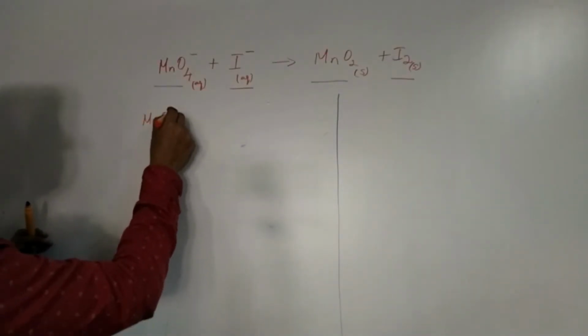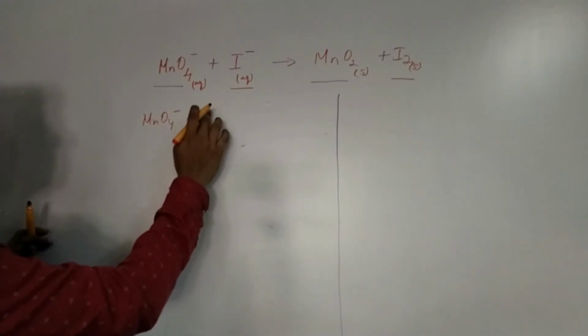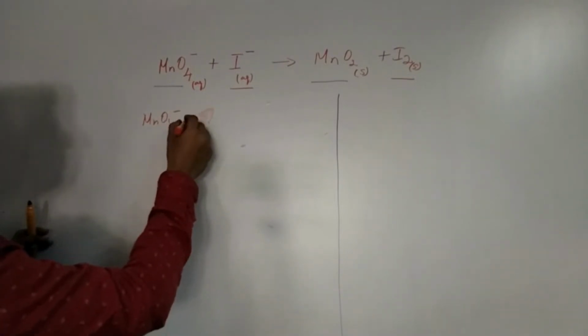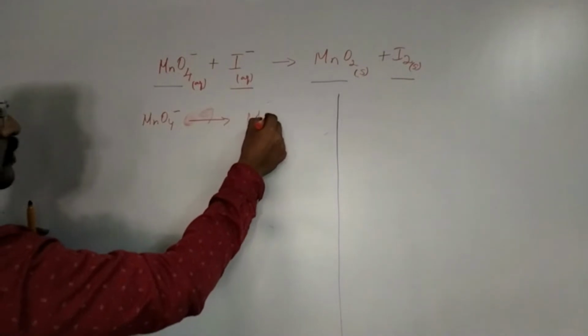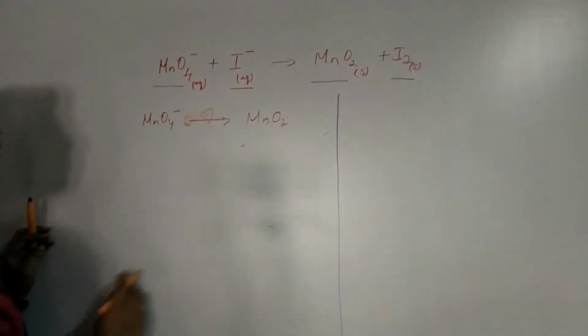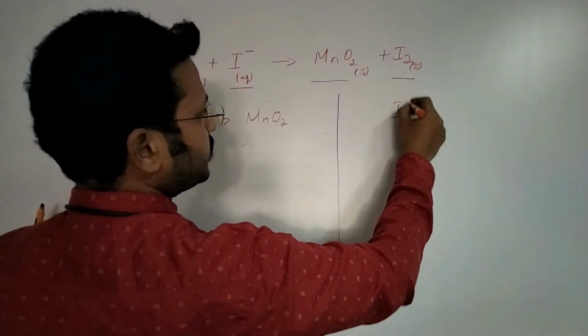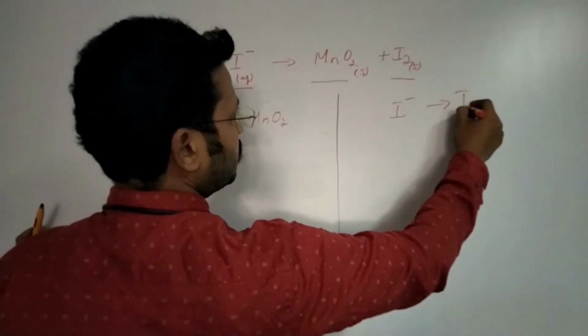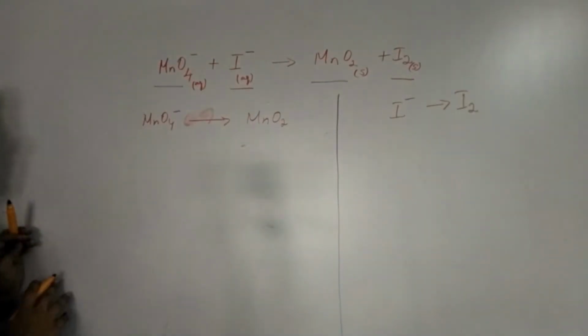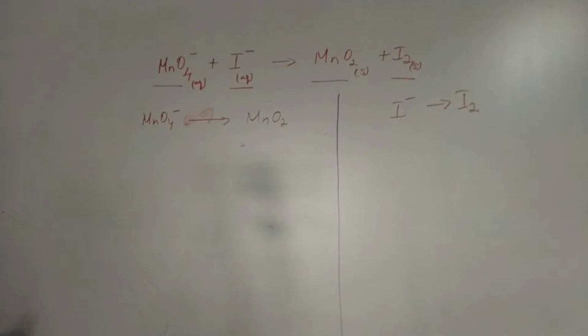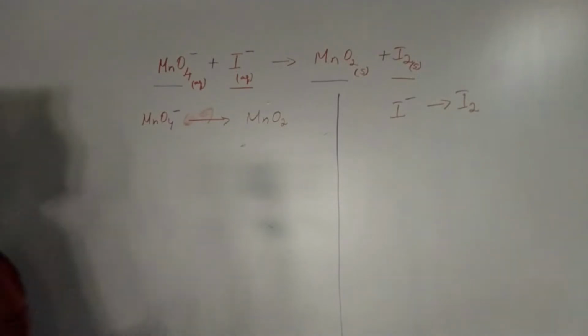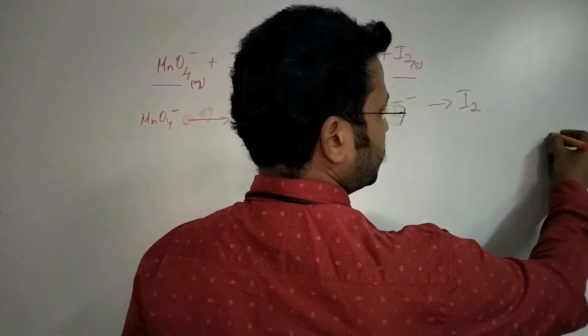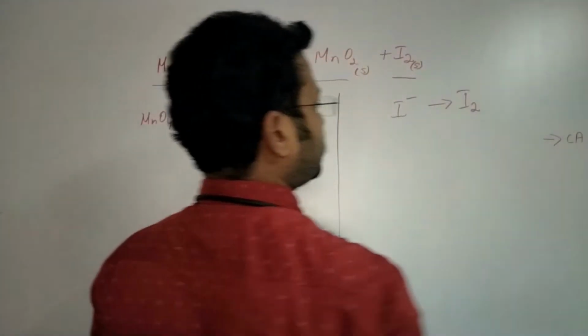MnO4 minus gives MnO2, this is one half. I minus gives I2, this is the next half. So what we have to do first is balance the elements with respect to the central element, with respect to its stoichiometry. So first balance the central atom with respect to its stoichiometry.